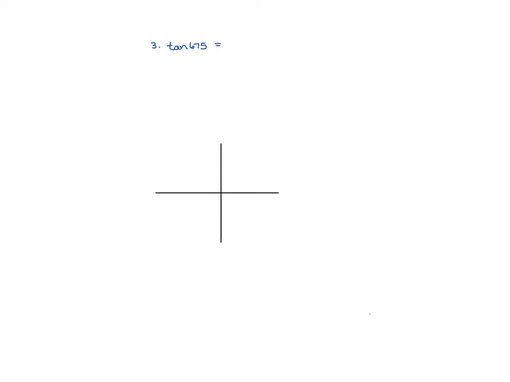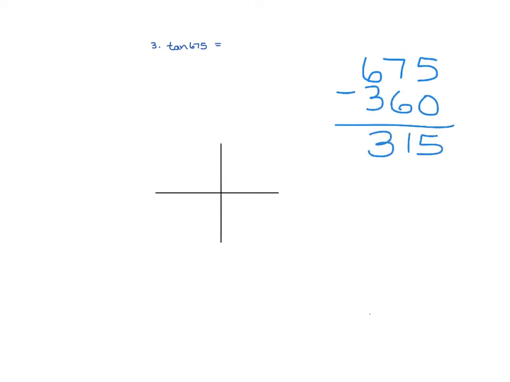Number 3, tangent of 675. So again, I need to get an angle that's in between 0 and 360. So what I'm going to do here is I'm going to start subtracting 360 to see how many times I need to circle around. So 675, if I start subtracting 360, I'm now at 315. I've actually got an angle that's in between 0 and 360.